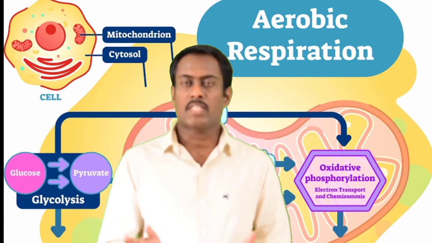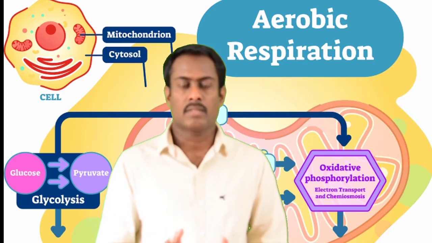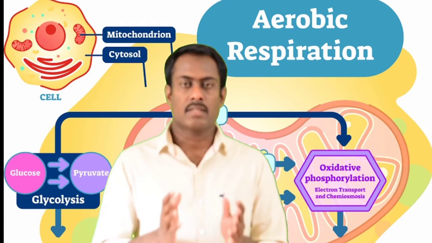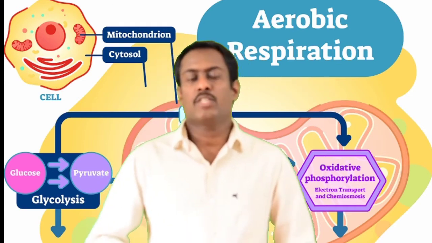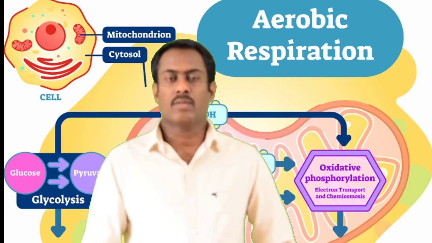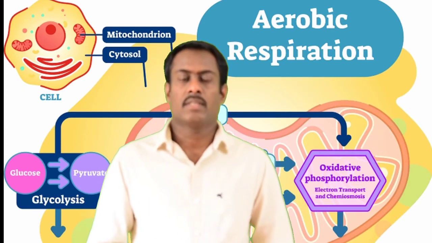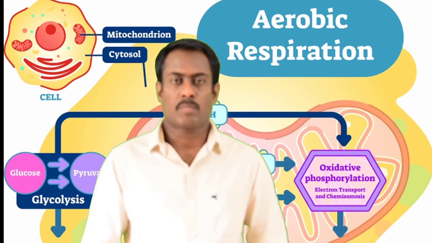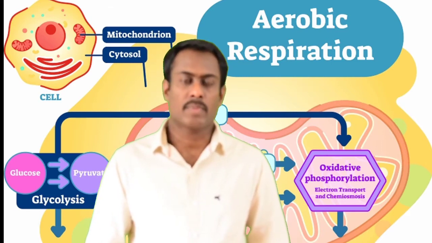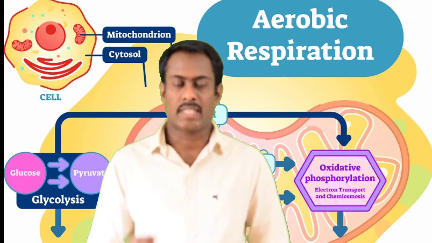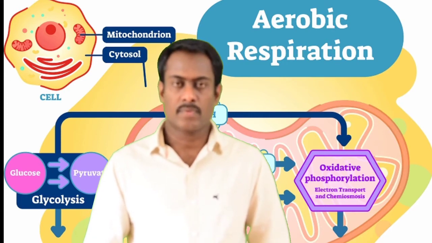So the pathways may be different, but ultimately the glucose is converted into pyruvate. The pyruvate is further converted into ethanol and carbon dioxide in yeast by the process of fermentation, which is called anaerobic respiration, and it takes place in the absence of oxygen.